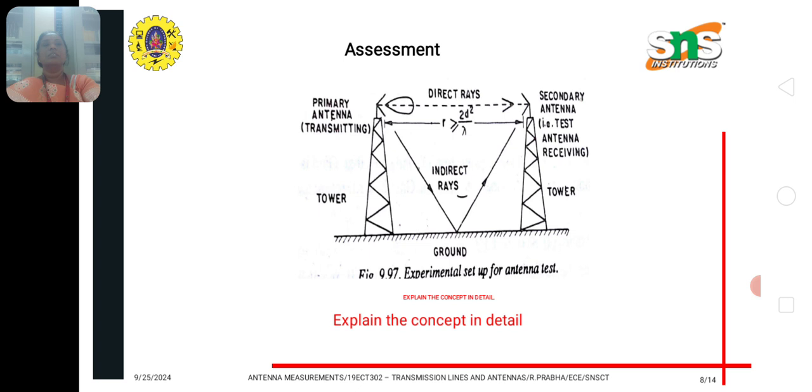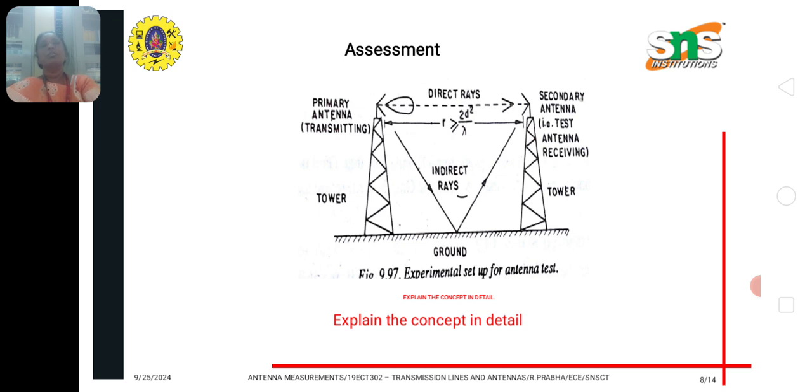Assessment question: this is the diagram, and we have to explain the concept in detail. There is a primary antenna and a secondary antenna for radiation pattern measurement. And there are two rays, direct rays and indirect rays. The total radiation is the addition of these two rays, and measuring the radiation at the receiving side, that is the antenna under test, if we plot the polar graph, we get the total radiation pattern. And here the antenna under test may be used as a transmitting antenna and also as a receiving antenna. So in both ways, we can take measurements.